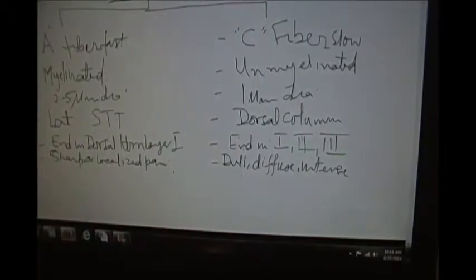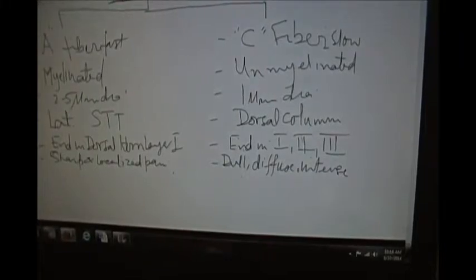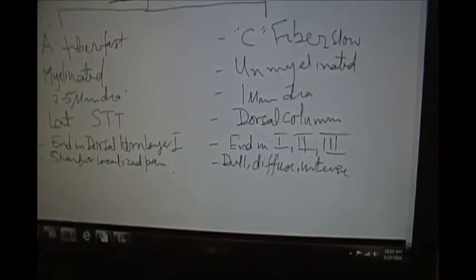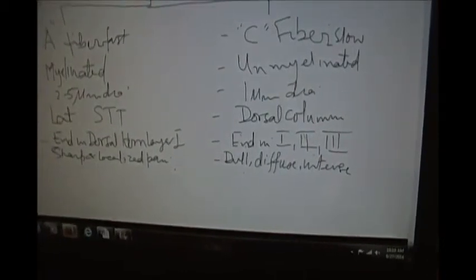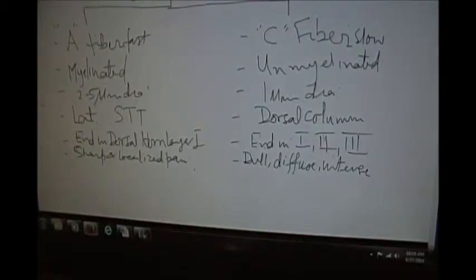The pain fibers. The pain is conducted through the lateral spinothalamic tract. How many fibers carry the pain? There are two types of fiber that carry the pain: the A delta fibers, which are fast conducting and myelinated, and the C fibers, which are slow conducting and unmyelinated. The diameter for the A fast fibers is 2 to 5 micrometers, and that for the C type of fiber is 1 micrometer in diameter.